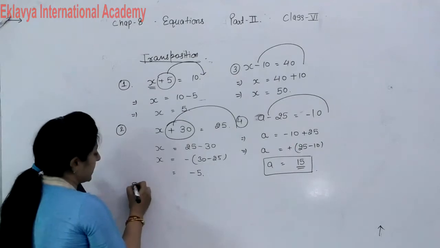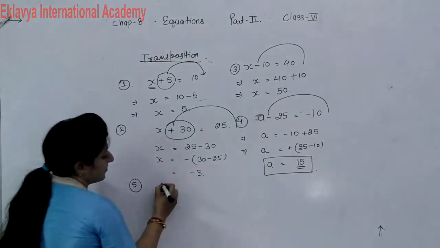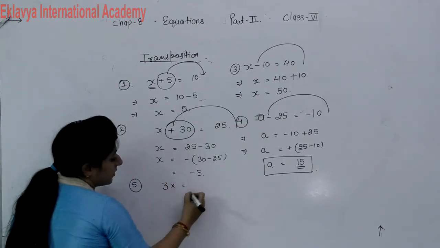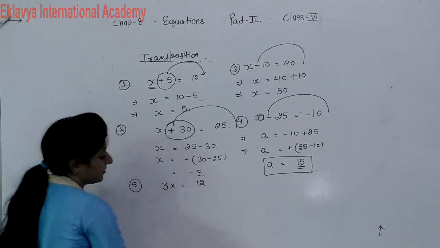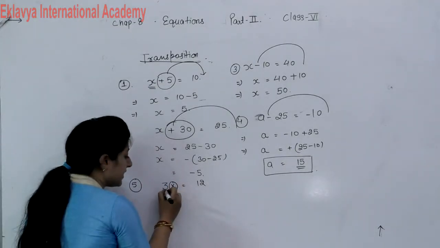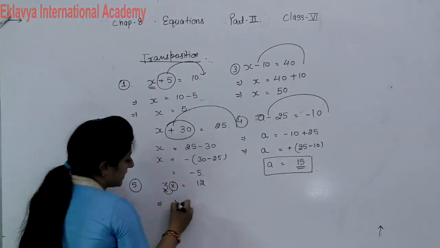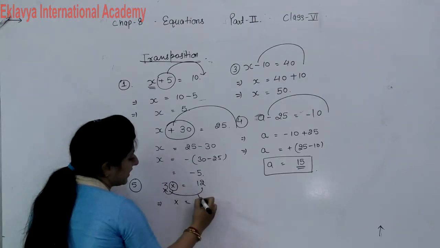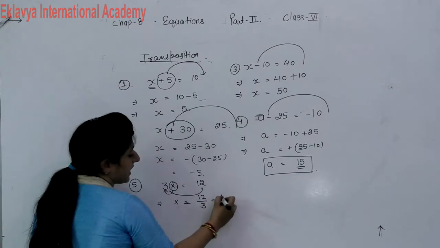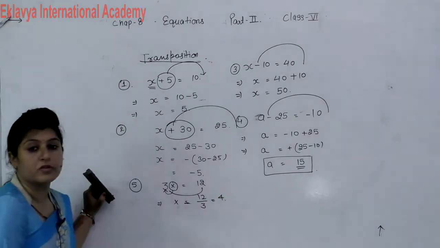See multiplication: suppose it is given to you 3x is equal to 12. The variable is x, and 3 is in multiplication. It means when you change the side, it will come into division. Then x is equal to 4.